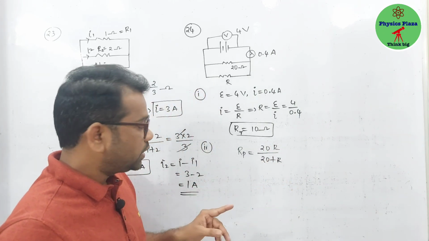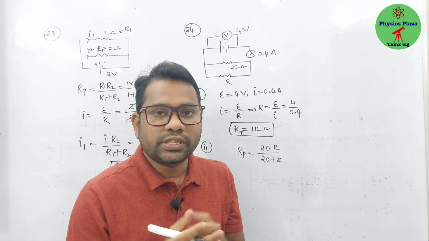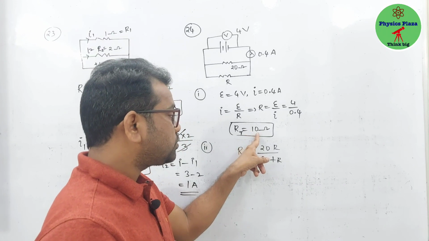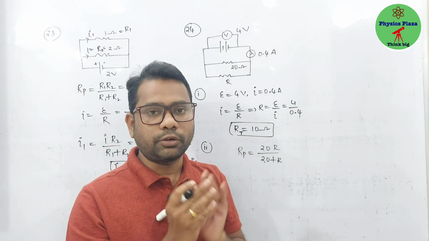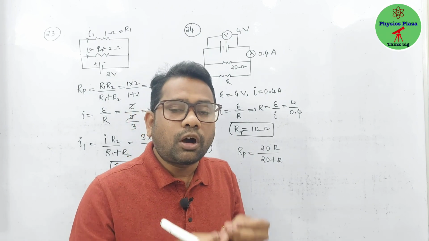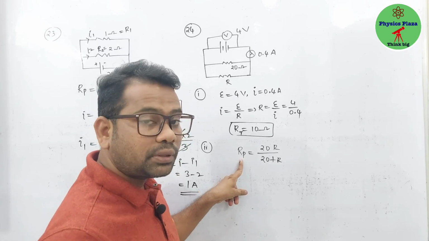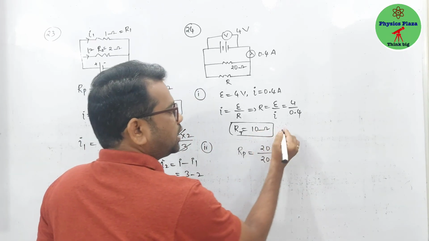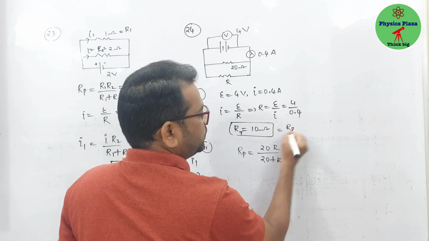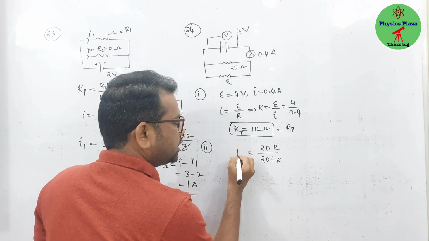Children, again I am telling you, here RP is nothing but 10 ohm. You may have a doubt, sir, how is it 10 ohm? Please check: this 10 ohm is the total resistance of the circuit, the equivalent resistance of the circuit. In this numerical, how many resistors are there? Only 2. This RP is nothing but the equivalent resistance of these 2 resistors. So in the place of RP, I can write directly 10.